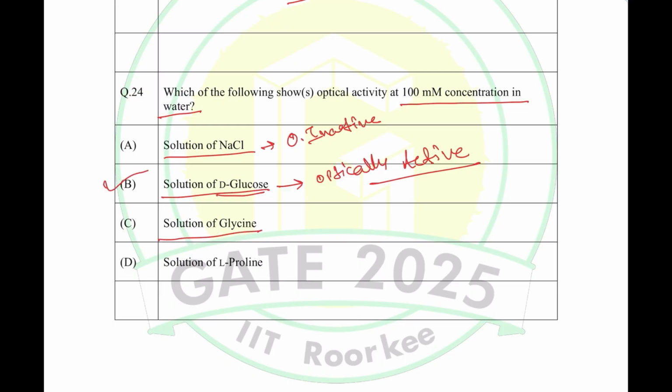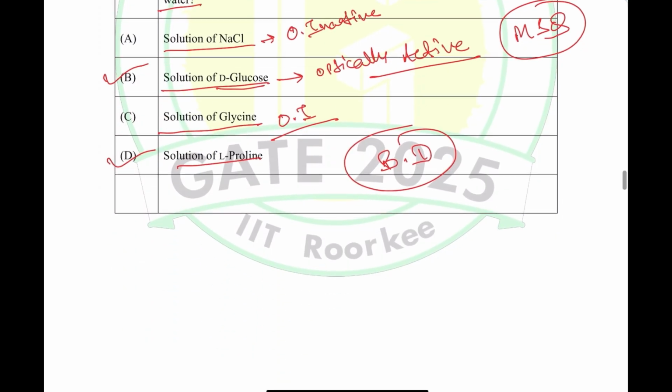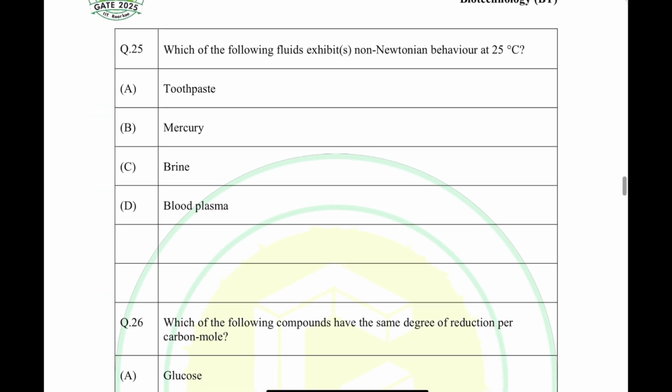Solution of glycine. Glycine is the simplest amino acid, as you all know. Its alpha carbon is not chiral, so therefore it is optically inactive. And if we talk about L-proline, L-proline has a chiral alpha carbon, so it rotates plane polarized light and is optically active. So options B and D here are the correct answer. And this is an MSQ question. So moving on to the next question. Which of the following fluids exhibit non-Newtonian behavior at 25 degrees centigrade?